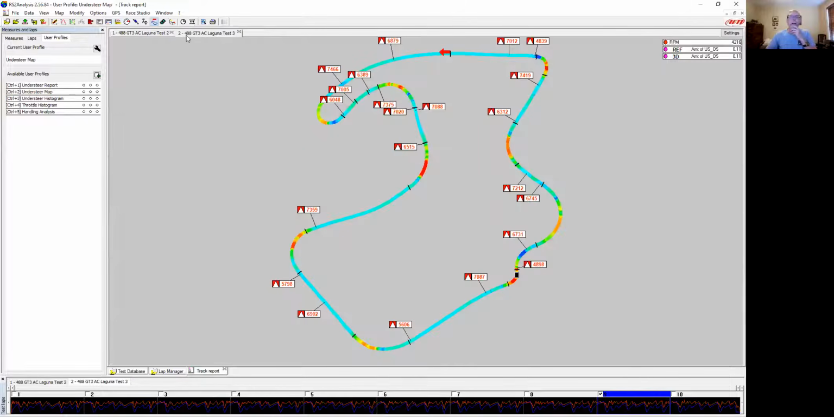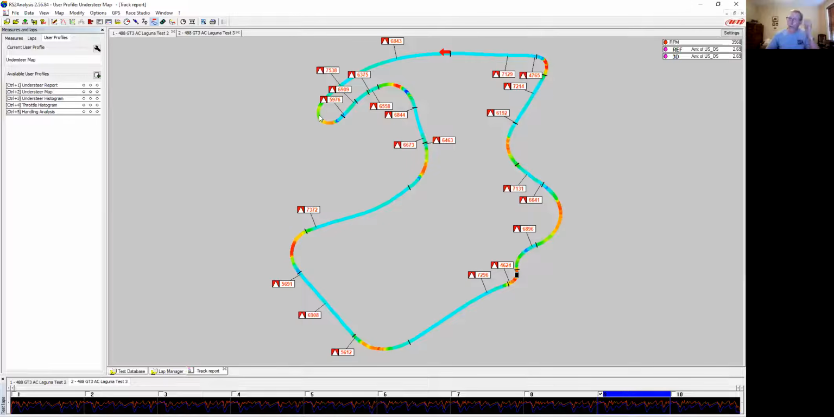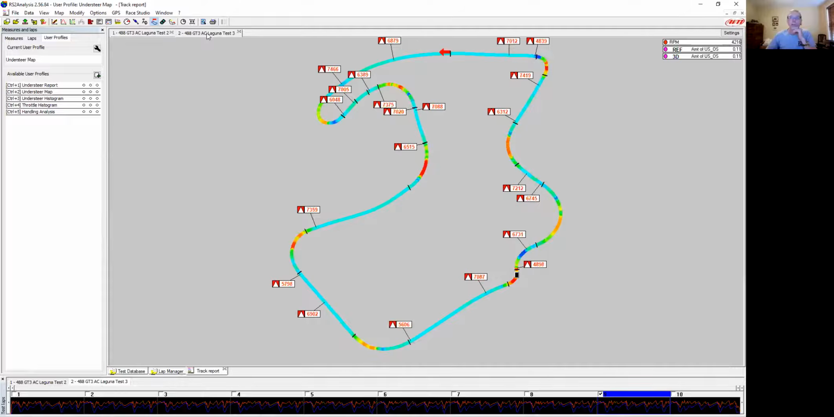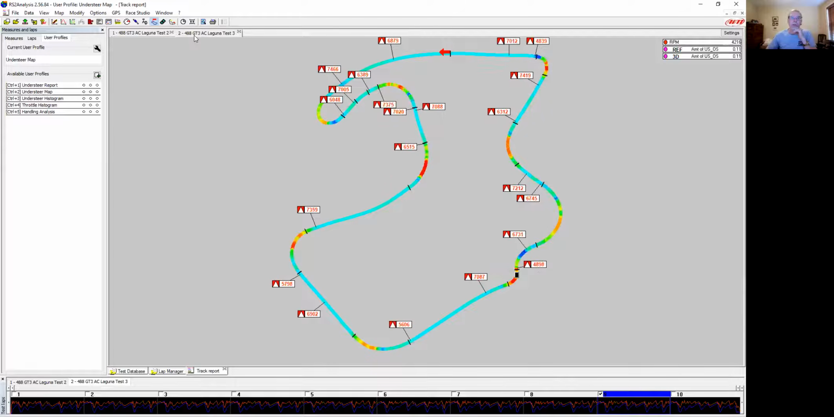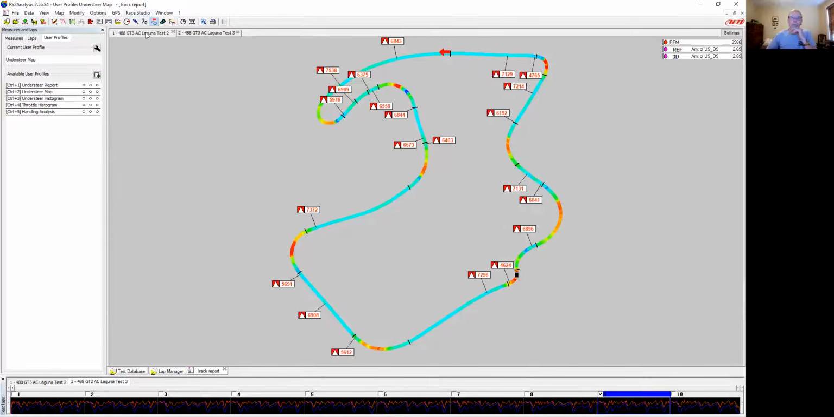If I look at the understeer report, going back to test 2, these were our colors. And you can see turn 9 looks better. I've actually got a little bit of oversteer there, but there's some corners that are worse, like turn 4 here. That's worse.